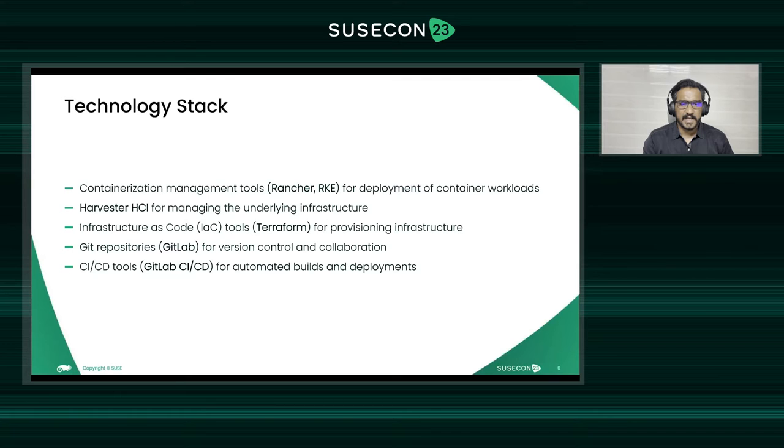Harvester serves as our infrastructure management solution. It is an open source, hyper-converged infrastructure that simplifies resource management in Kubernetes-based environments. It provides capabilities for virtual machine management, storage management, and networking. Terraform is used for infrastructure provisioning. It allows us to define and manage infrastructure resources and ensures version control and consistency across different environments.